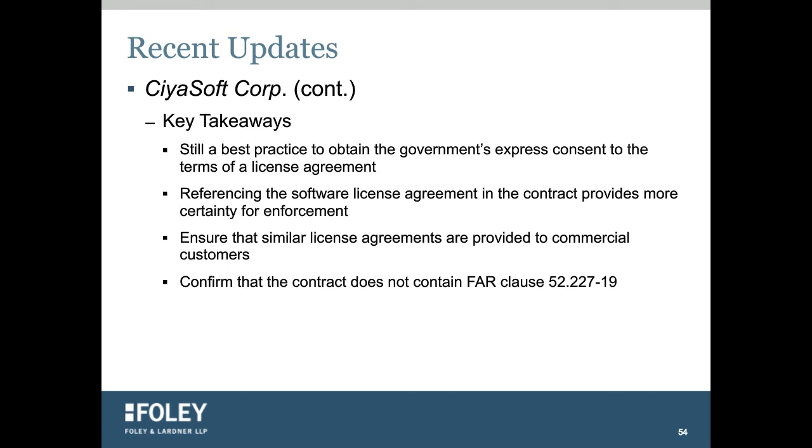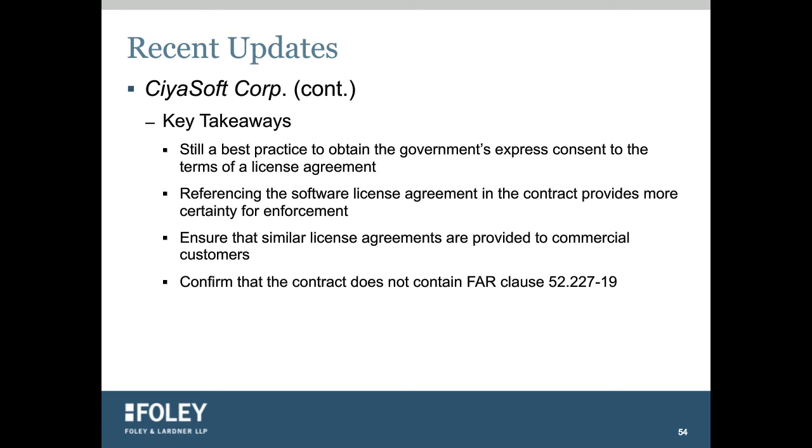One of the key holdings here is that this license agreement that CyaSoft was providing to the government was similar to that it provides commercially, and that's a key. We have clients who come to us with their software, and they want to say to the government, you only get our standard license. And I say, okay, send me a copy of your standard license. They don't have one. That's not good. Last, confirm that the contract doesn't contain FAR Clause 52-227-19. I see a lot of commercial item prime contracts for commercial computer software. The government throws that in there, and we have to have a battle as to whether or not that applies or the client's license, and you don't want to be in a position of trying to compare the two.